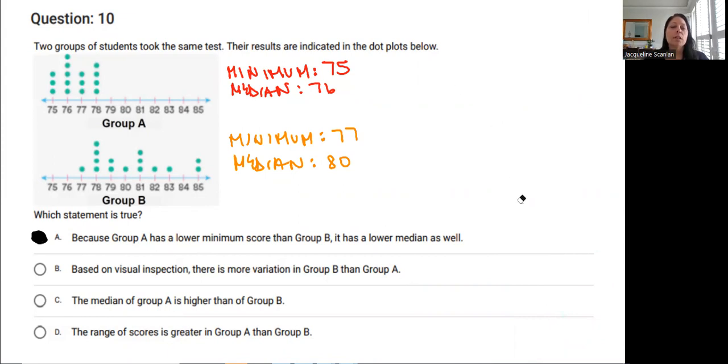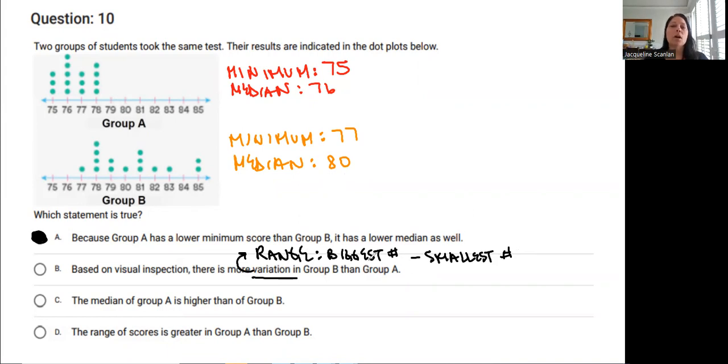Okay, so variation means how far apart or how much spread there is. We're actually talking about a range. Whenever you see the word variation, you want to make sure you understand they're asking you for the range. And remember, to find the range, you take the biggest number in the data set and subtract the smallest number from it.